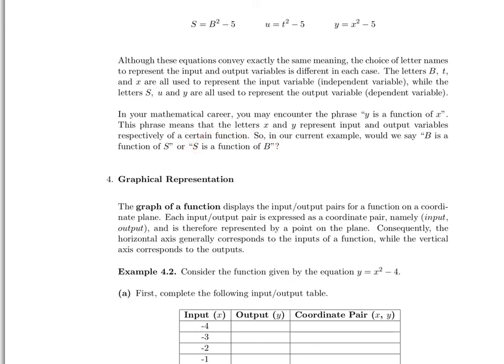In the next screencast, we will talk about the fourth way of representing a function, namely graphs.